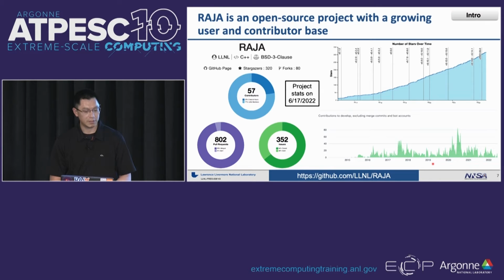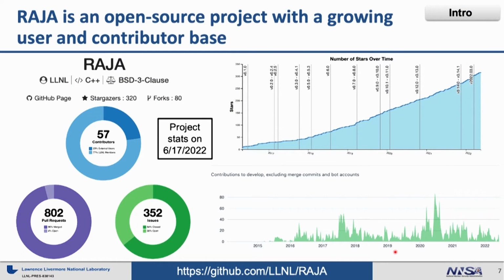The Raja project has been going on for about 8 years now, and we're steadily increasing in the number of users that we have and the number of contributors. We have a lot of issues open, but we also have a lot of pull requests to address those issues and other things.